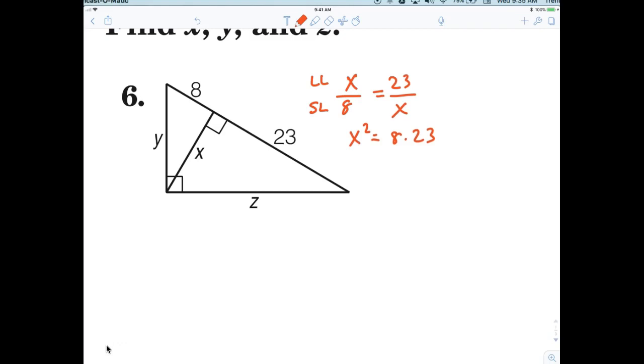Notice I'm not multiplying 8 times 23, because I'm taking the square root of both sides. So x is equal to 2 radical 46. Now how did I get 2 radical 46? Because I knew 8 broke down to 4 times 2, and the square root of 4 becomes 2. 2 times 23 is 46.